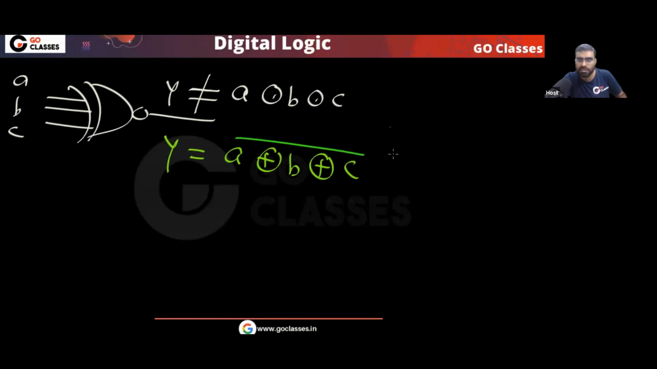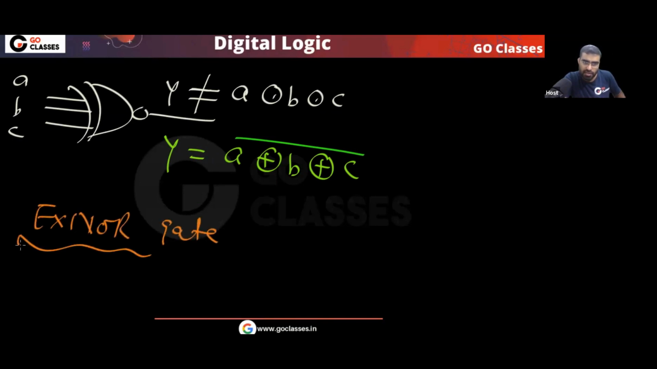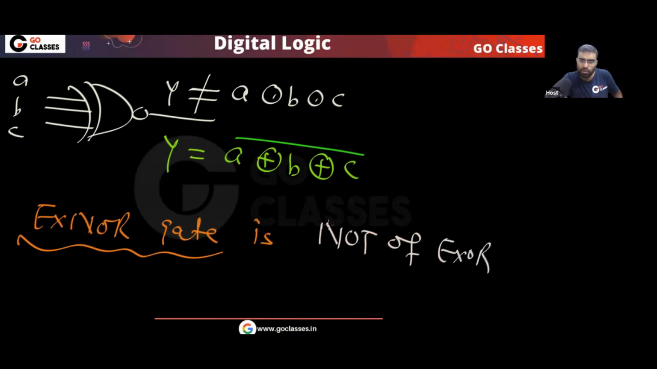I hope this point is clear. Remember this point: always, the XNOR gate is the NOT of the XOR gate. First you find XOR and then you do the NOT. Is this clear? Very simple point.